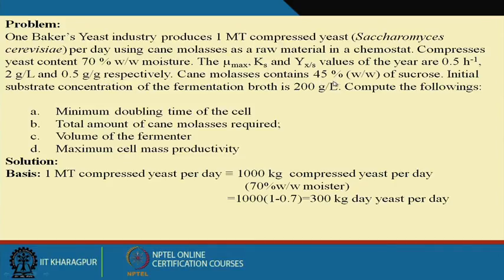Cane molasses contains 45% weight by weight sucrose. The initial substrate concentration of the fermentation broth is 200 grams per liter. Compute the following: minimum doubling time of the cell, total amount of cane molasses required, which is largely required in the fermentation industry, the volume of the fermenter, and maximum cell mass productivity. 1 metric ton of compressed yeast means 1000 kg of compressed yeast per day, and since it contains 70% moisture, we can assume it contains 30% total solid. So, if you multiply by 0.3, you will get 300 kg of dry yeast per day.